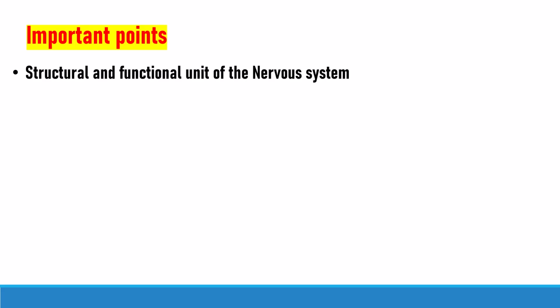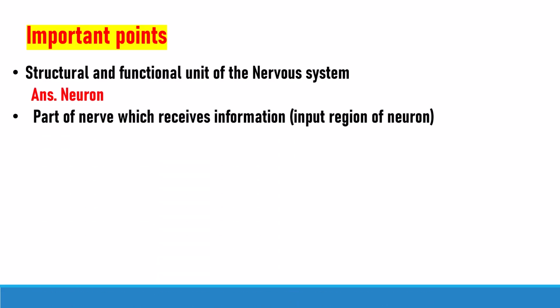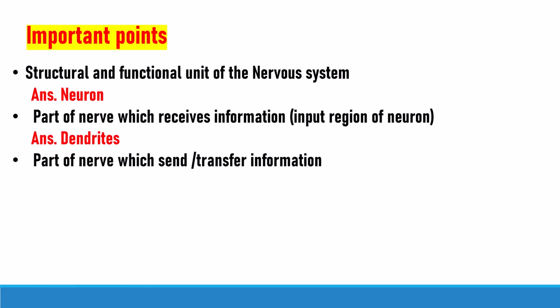First question, structural and functional unit of the nerve system. The answer is neuron. Part of nerve which receives information. Input region of neuron, which is known as dendrites. Next question. Part of nerve which sends or transfers information. The answer is axon.